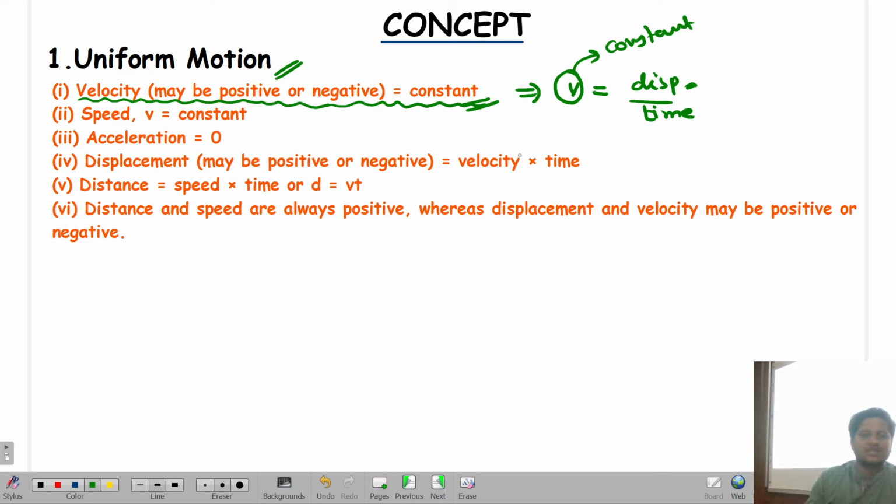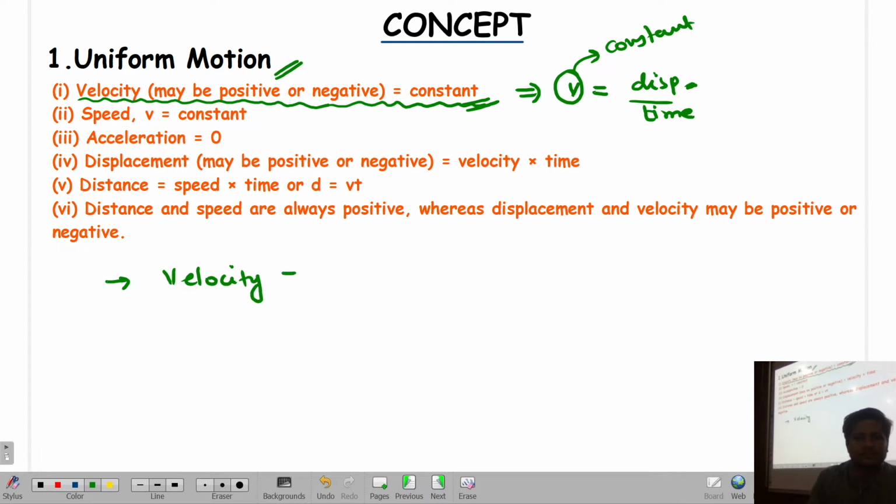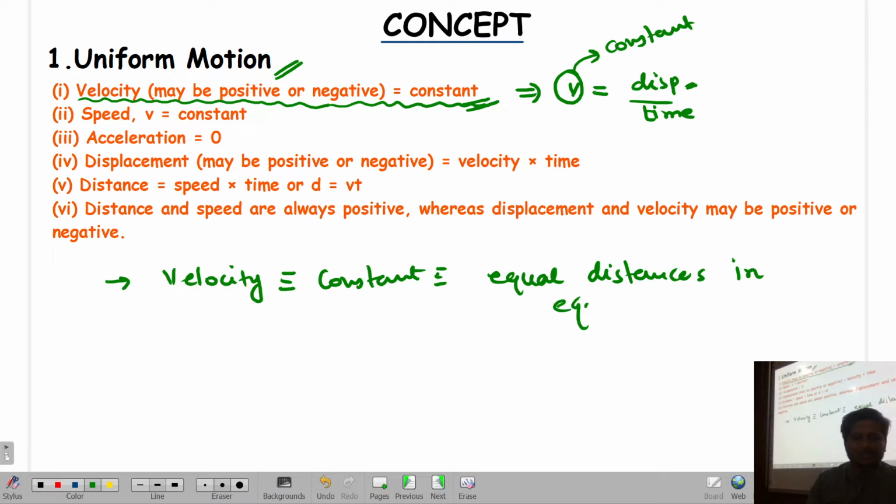So if your velocity is constant, I'll write it, velocity is equal to constant, that means you have equal distances in equal intervals of time. So the first property of uniform motion is that velocity will be constant, and if velocity is constant, you are going to travel equal distances in equal intervals of time. Second case will be what? Speed also will remain constant.